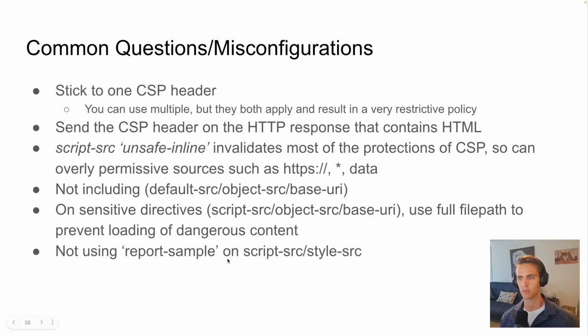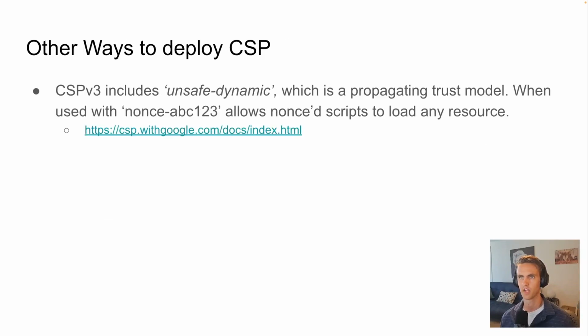Another thing is not using report sample on script source and style source. Report sample, again, includes the first 40 characters of whatever was violated. This makes debugging report-URI so much easier because you can see specifically what was blocked, like the line number and what was blocked, and it's very easy to fix inline resources.